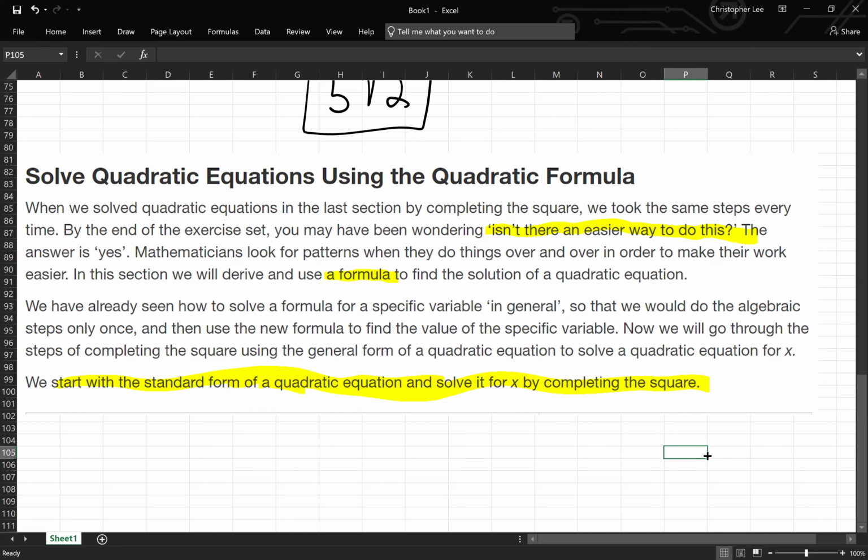Now we will go through the steps of completing the square using the general form of a quadratic equation to solve a quadratic equation for x. We start with the standard form of a quadratic equation and solve it for x by completing the square.